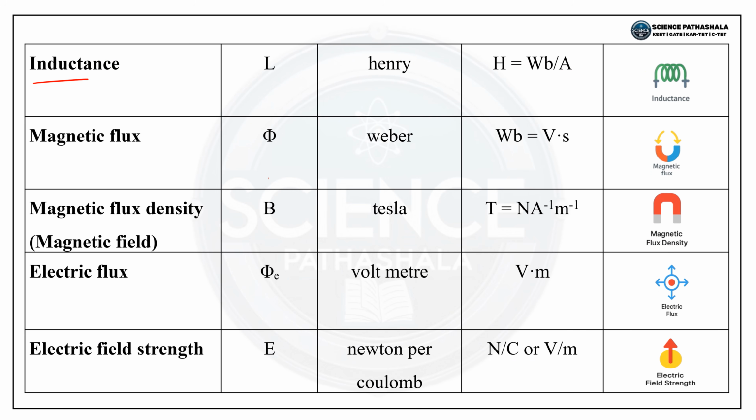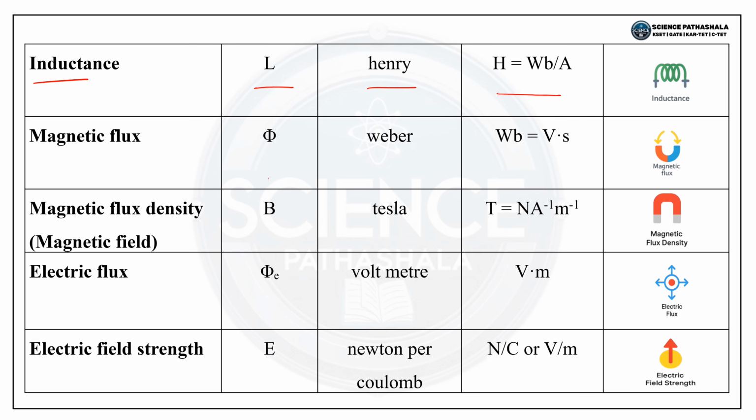The next is inductance. Inductance is the property of a coil that opposes any change in the current flowing through it. It is represented by the symbol capital L. The SI unit of inductance is Henry. So the unit symbol is: 1 Henry equals 1 Weber per ampere. That is, inductance is measured in Henry. 1 Henry means 1 Weber of magnetic flux per ampere of current.